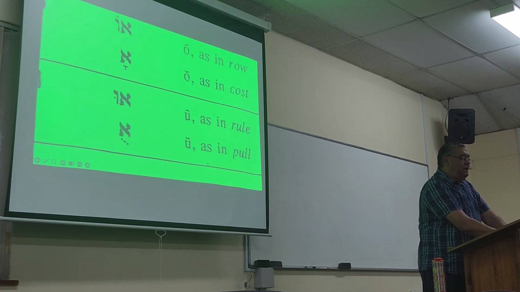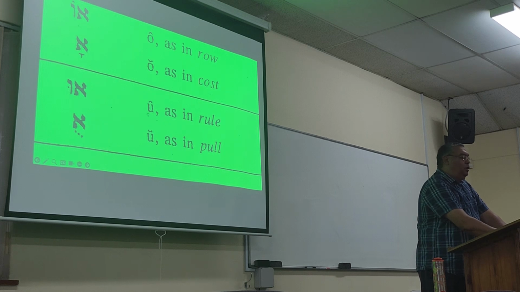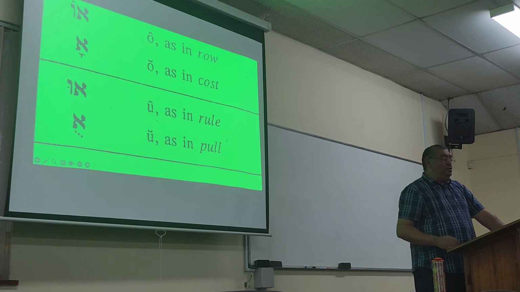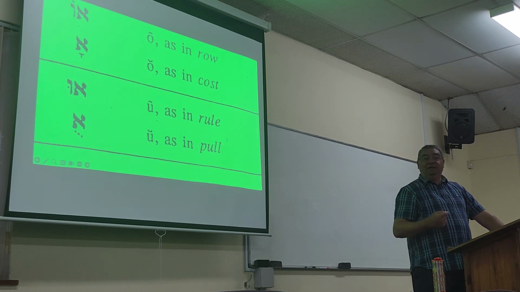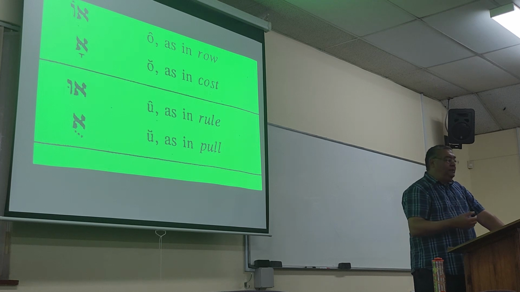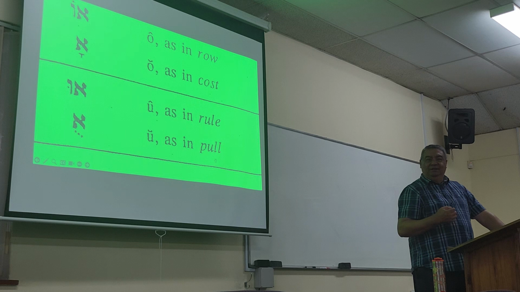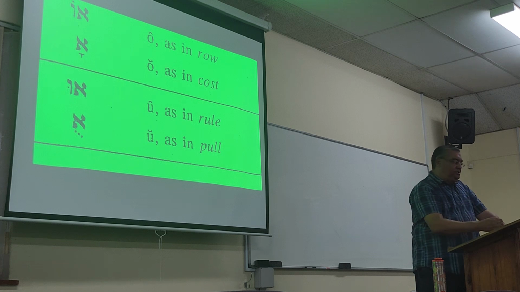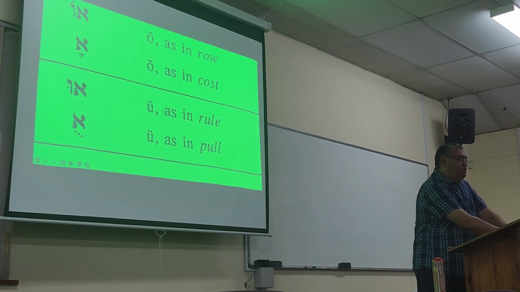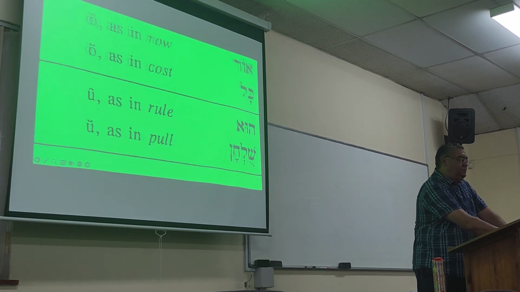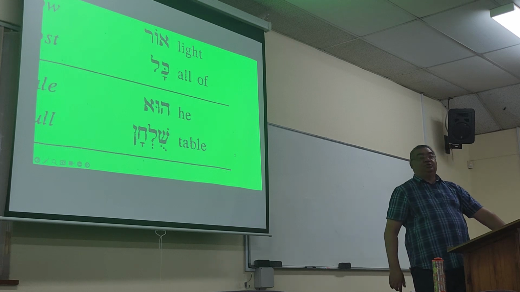How are they pronounced? Well, the long U sound, a U with a circumflex, as in the English word rule. So you hear that? Long U sound, rule, U. But kibbutz is the U as in the word pull. You hear that? Quick U sound. So rule, long U sound, pull, short U sound. That is shurek and that is kibbutz. Illustrated by these 2 words.